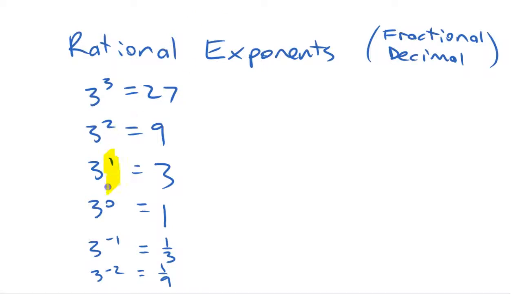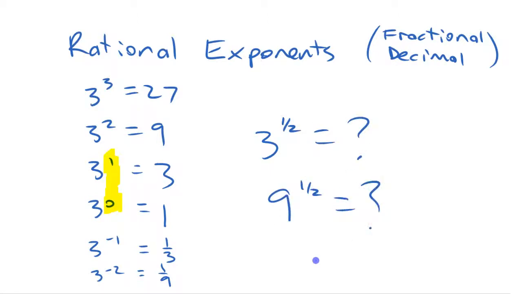Now we have to look at the numbers in between these, in between 0 and 1, in between 1 and 2: fractional exponents. So things like, what does this equal? 3 to the 1/2, or 9 to the 1/2, or anything, right? 27 to the 1/3, 16 to the 1/4. Okay, that's what we're looking at now.